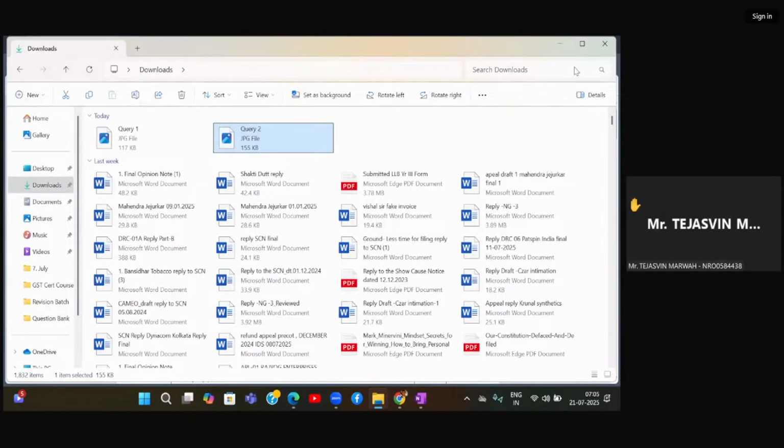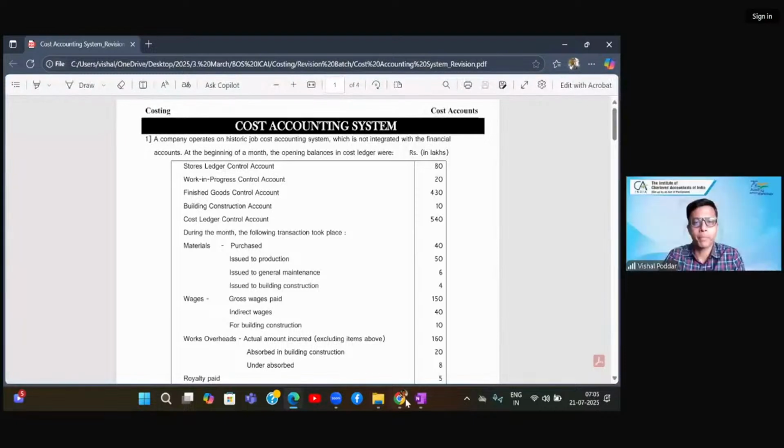Tejaswin: Good morning, sir. Sir, it's a question from a past examination. Last time I asked about ABC break-even point, sir. When in ABC costing, the question asks a break-even point, in relation to that, sir, it was a question.